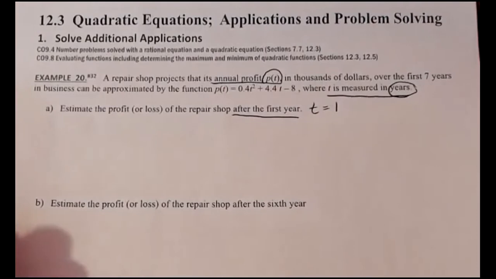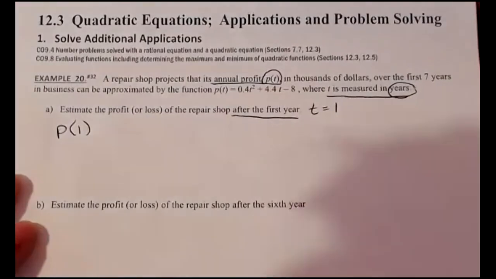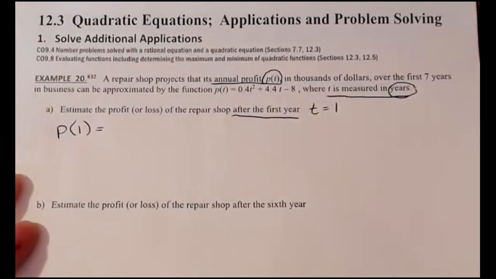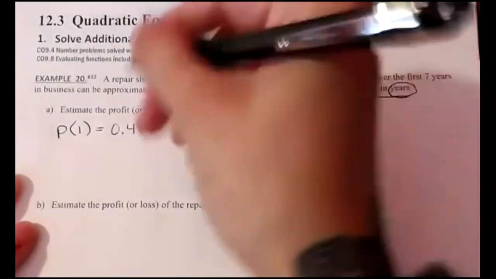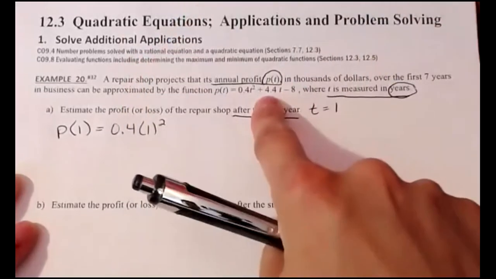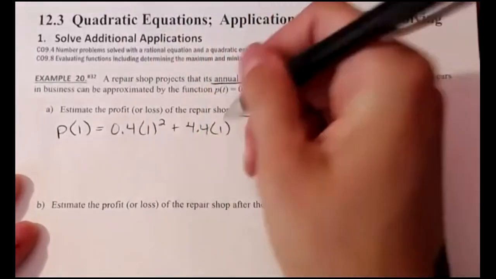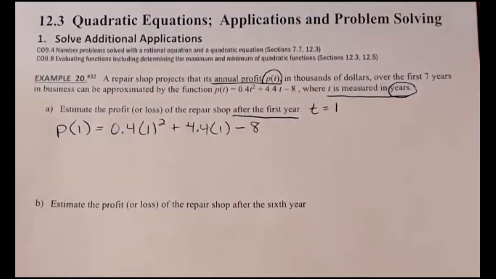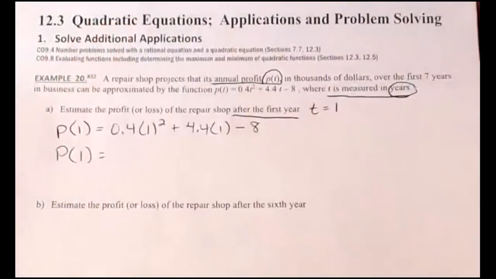So we're going to use the function. So we have P of T, but we know that T is 1. So we want to find P of 1, which means everywhere we see a t, we replace it with a 1. 0.4 times 1 squared plus 4.4 times 1, right, because t is 1, minus 8. Punch this into your calculators. This piece I really, really like because a lot of it is just write out the equation and then plug this into your calculator. When we do the math, we find this is equal to negative 3.2.